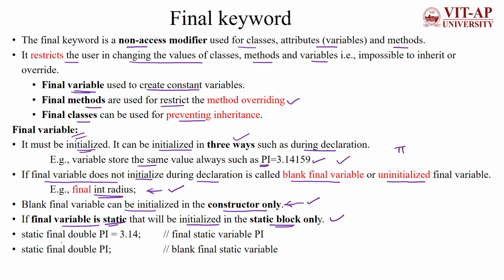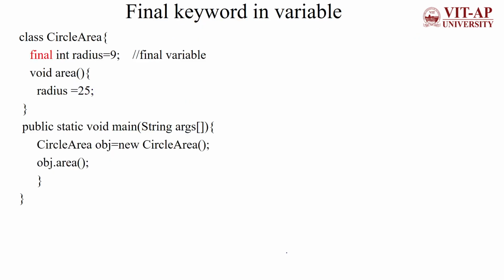Here the example is given for a static final variable: static final double pi equal to 3.14. So this is called a static final variable. And here the blank final variable, which is not initialized during the declaration, has to be initialized inside the constructor only.